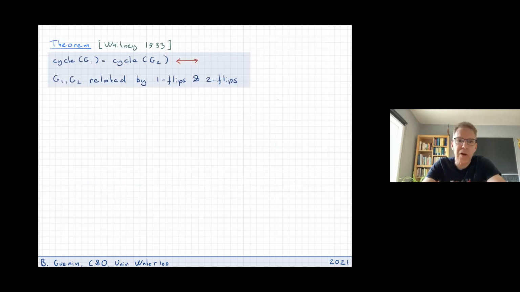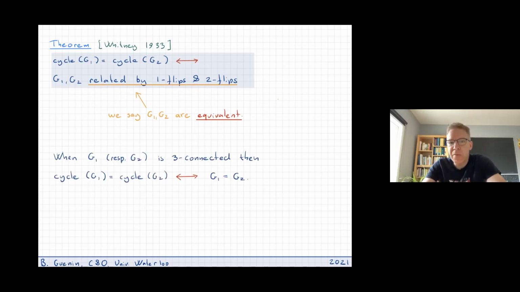This is what Whitney proved. Two graphs have the same set of cycles if and only if they are related by a sequence of one flips and two flips. I'm going to say that two graphs are equivalent if I can go from one to the other by doing one flips and two flips. This is Whitney's theorem. Now this is a nice theorem. In particular, it tells you that if a graph is 3-connected and any other graph has the same set of cycles, then those two graphs have to be the same.